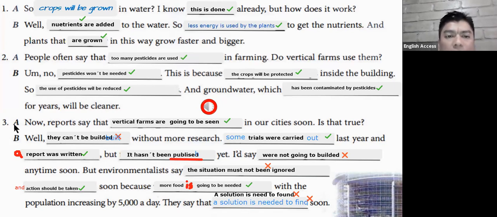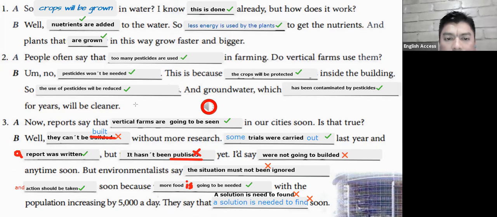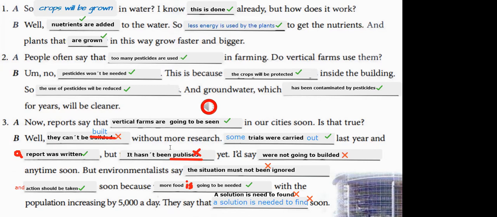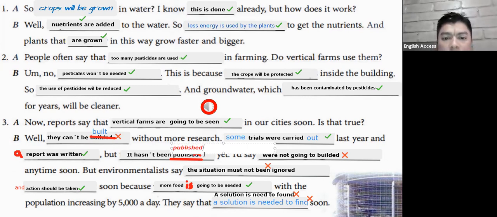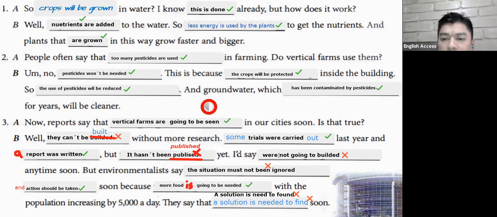So let's correct the wrong answers. Yes, they can't be built. There. Next, published. This is incorrect. What's missing with published? I add H. Published. Published. There. We're not going to build it.